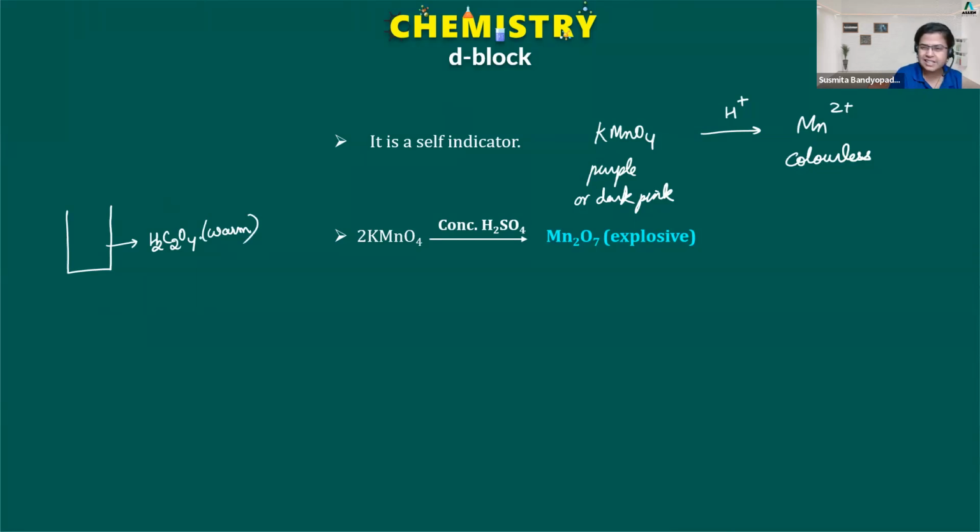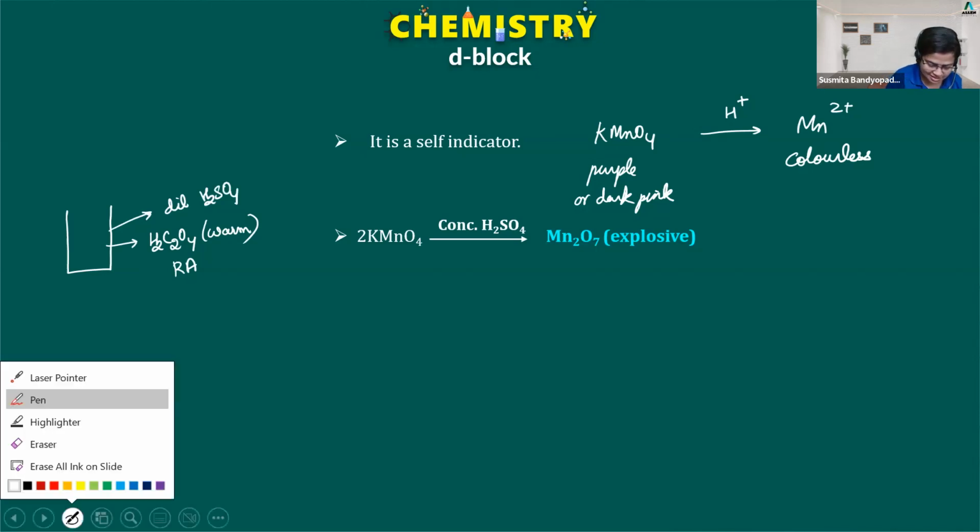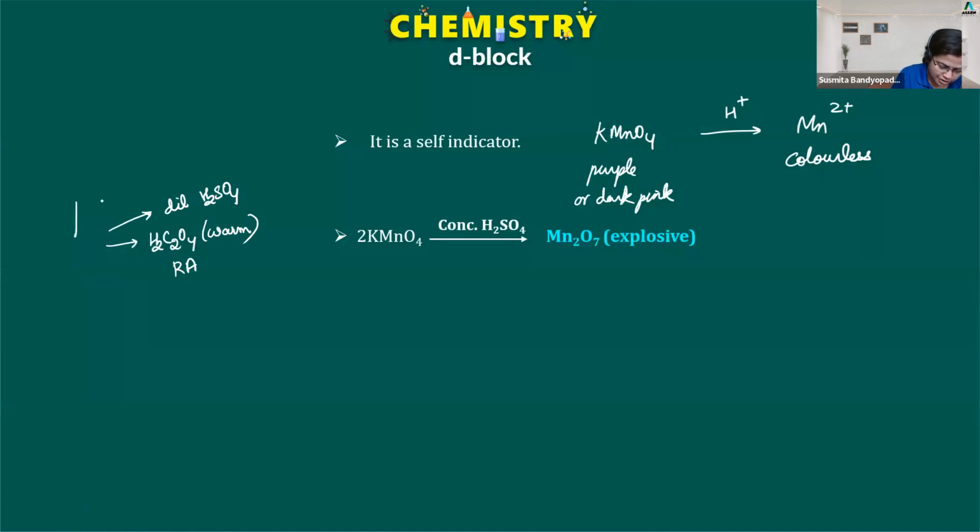Then oxalic acid is a weak acid. It's an acid, but right now here it will be acting as a reducing agent. For acidic medium, I'll add some dilute H2SO4. This will be taking place in a conical flask. I have to draw one conical flask.